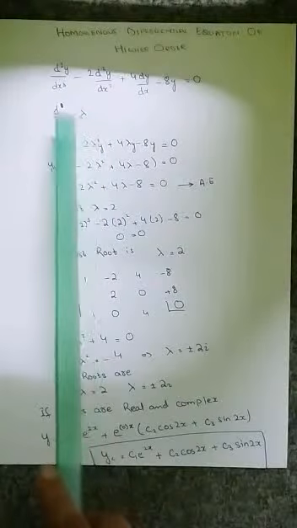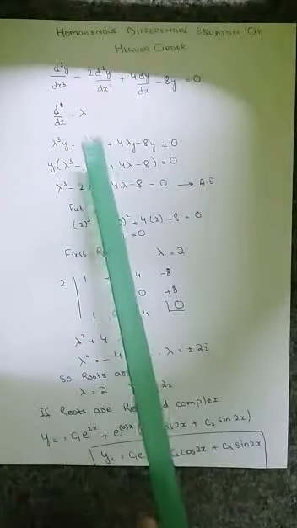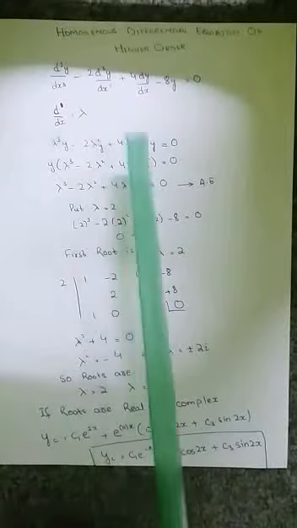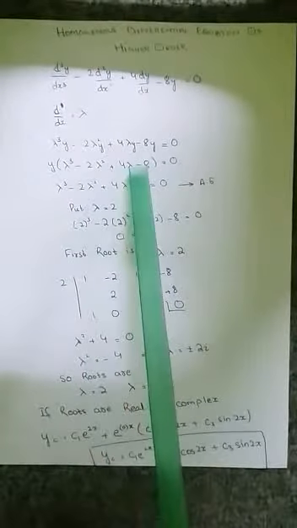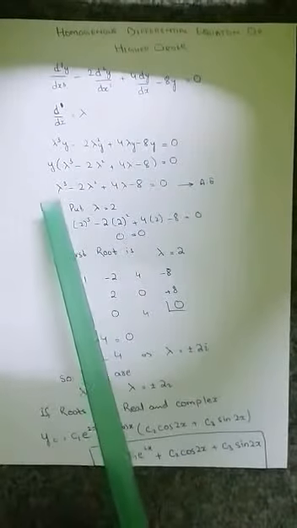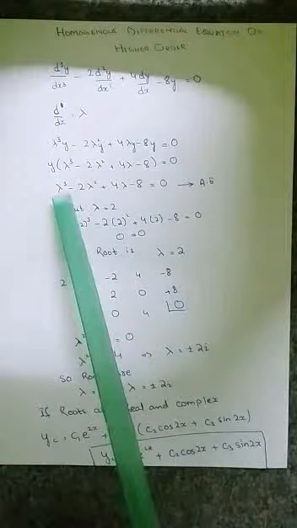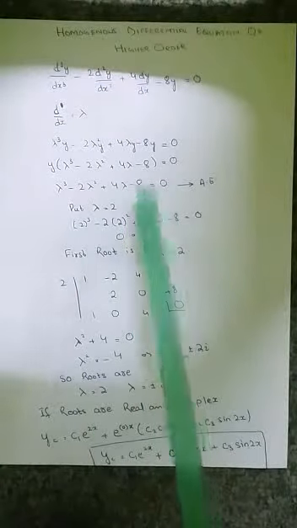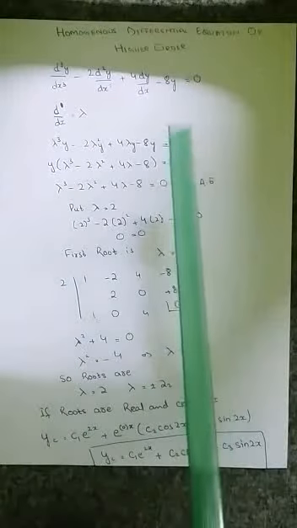After putting the value of d over dx in the given equation, I get lambda cube y minus 2 lambda square y plus 4 lambda y minus 8y equal to 0. I have taken y common out of it. By dividing y on both the sides, I get the equation lambda cube minus 2 lambda square plus 4 lambda minus 8 equal to 0. Here it is my auxiliary equation.